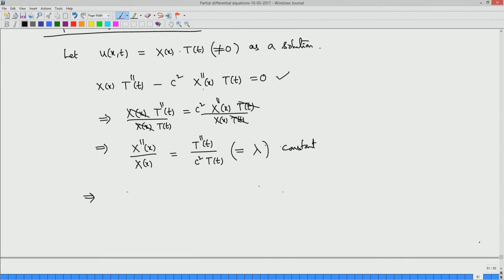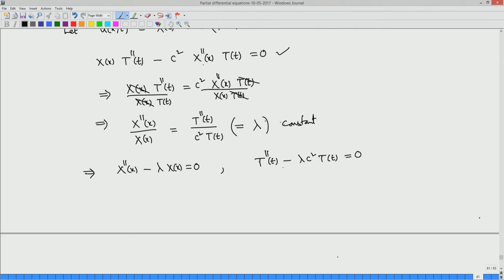So, this implies X''(x) minus λ X(x) equal to 0. This is one problem for X(x). The other one is T''(t) minus λ c² T(t) equal to 0, that is another problem for T(t). Now, we consider this one.